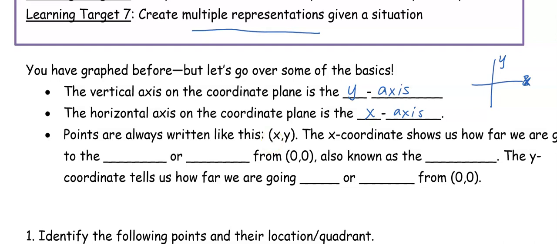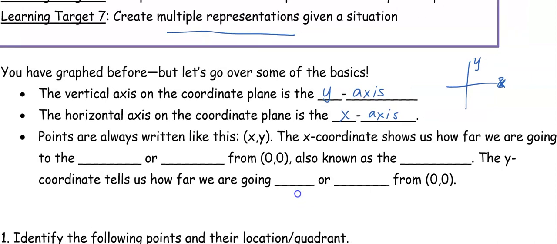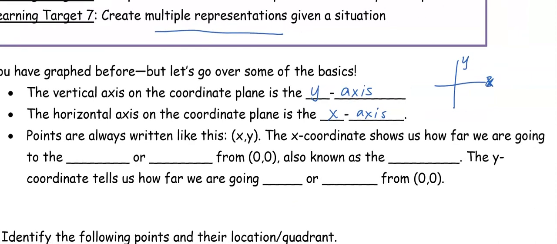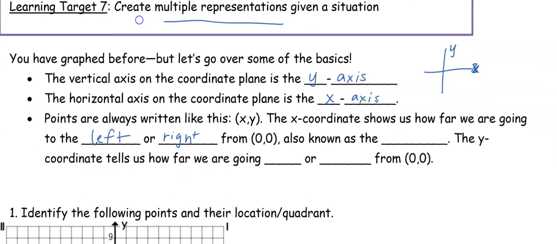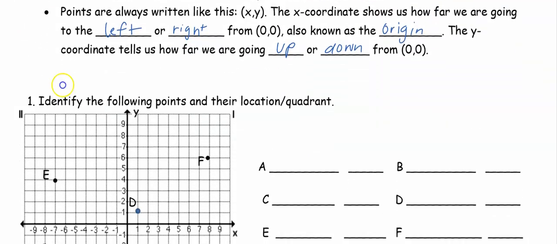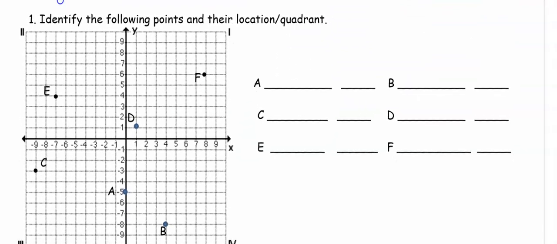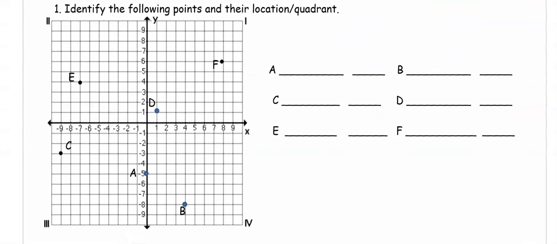The x coordinate shows us how far we are going to the left or the right from 0, 0, also known as the origin. The y coordinate tells us how far we are going up or down from 0, 0. Okay, so let's take a look at some of these, and we're going to label the points and their quadrants.